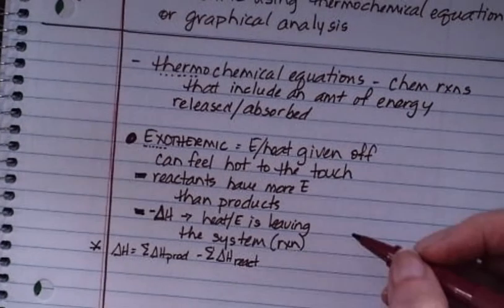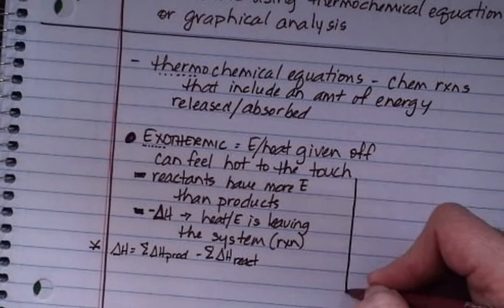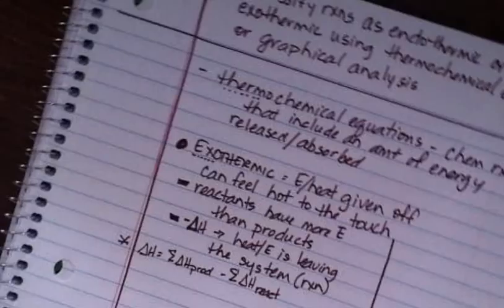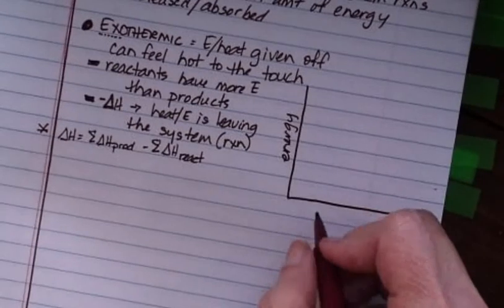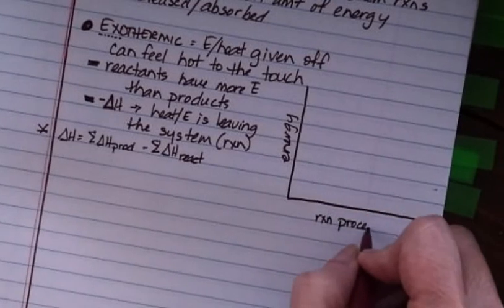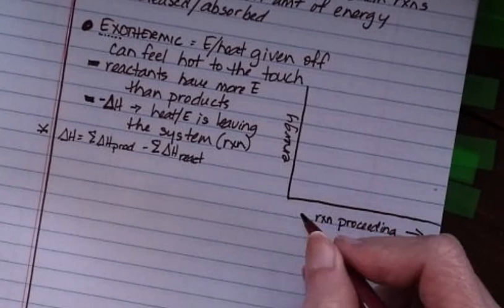All right, over here on the side, I'm going to make a graph. Doesn't have to be perfect. Let's make a graph over here. And on the y-axis, I'm going to put energy. Usually, again, energy's in joules or kilojoules. And on the x-axis, this is going to be the reaction proceeding. So the reaction is just going along its merry way, from reactants over here to products over here.